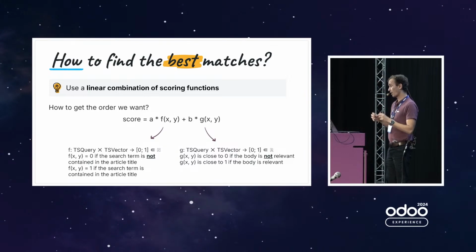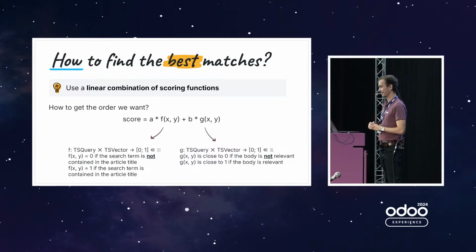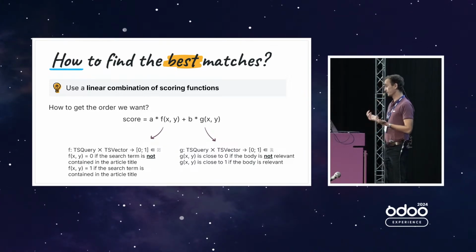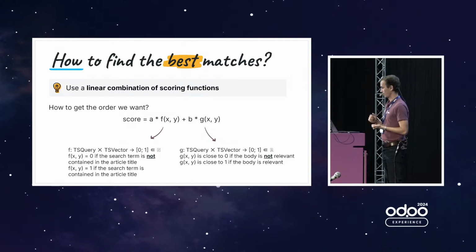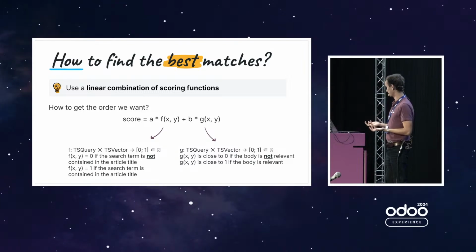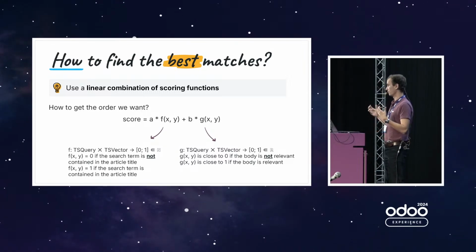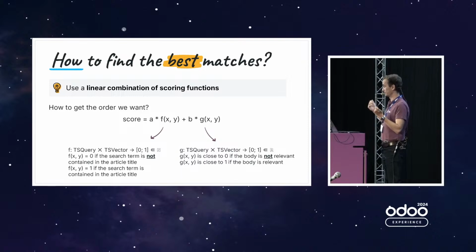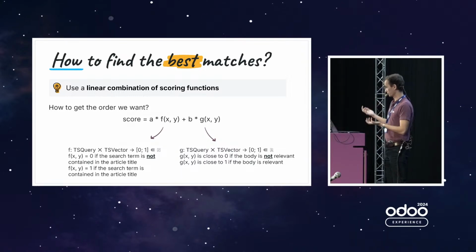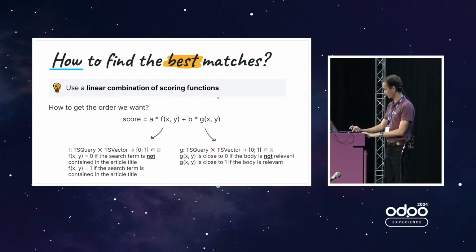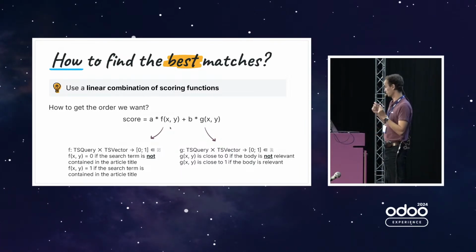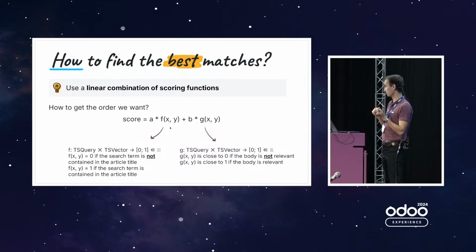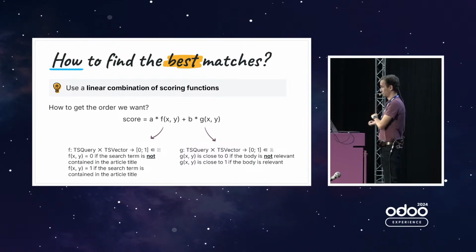So the question is how to find the best match. And to do that, we can use a linear combination of scoring functions. So we have a score that represents how relevant our article is. And we can build a mathematical expression explaining how relevant an article is. So we can have a function f that will return 0 if the terms don't appear in the title, and 1 if they do. And same thing goes for the body.